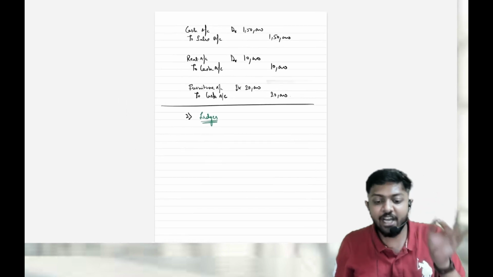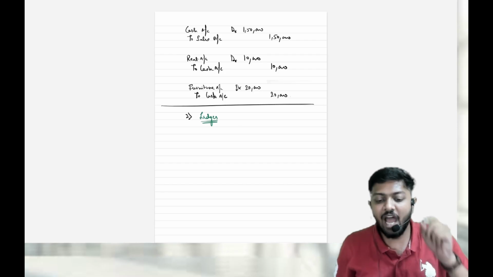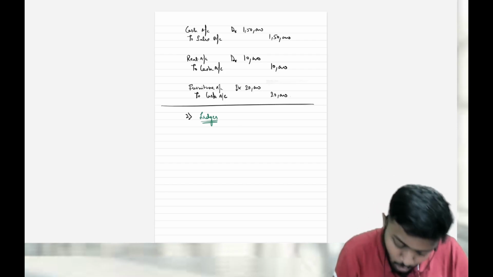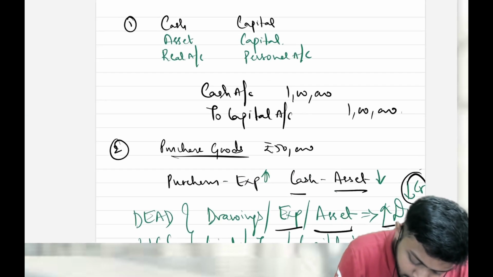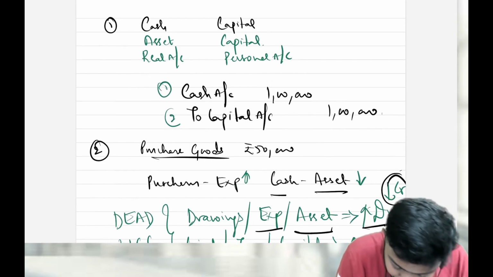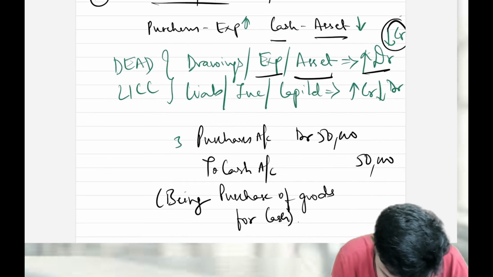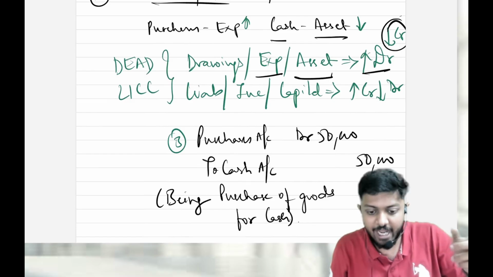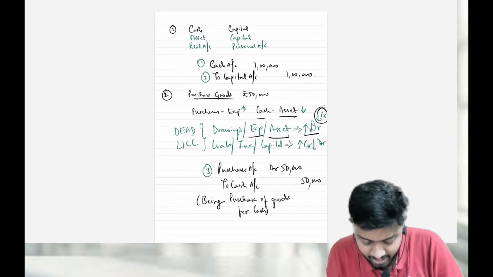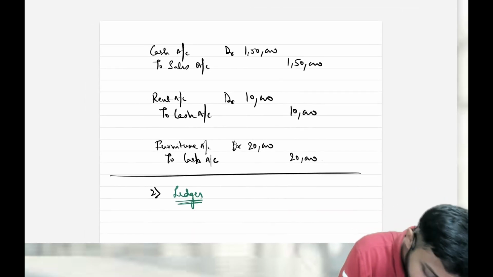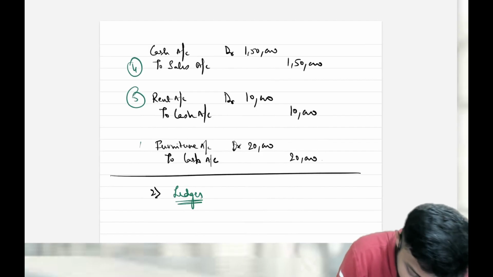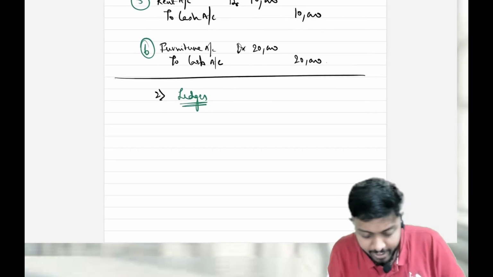So what will I do in ledger? For all the distinct accounts that are used in the journal entry, I will open one ledger account. So how many distinct accounts are used? First cash, second capital, third purchases, cash already considered. I have to take all the distinct, different accounts. Then cash done, fourth sales, fifth rent, sixth furniture, 6 different accounts I have to open. So I will open it.